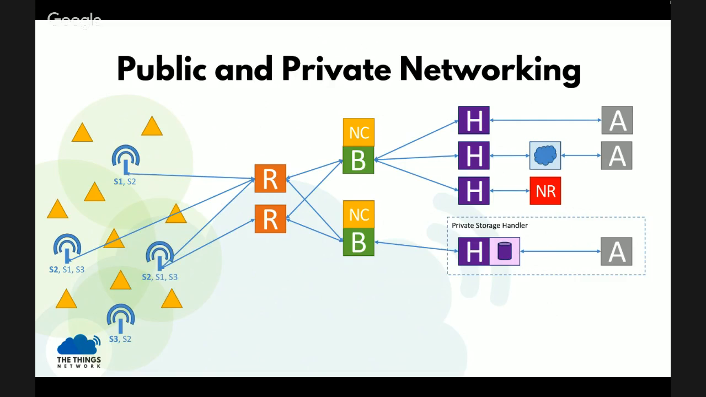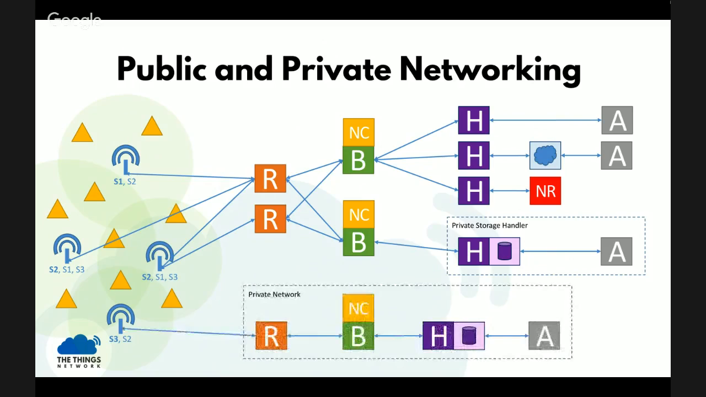Another way to use the Things Network is setting up a private network, and the private network would be installing all the Things Network components on premise. So you can set up your own gateway, send the data to your router, and the router will communicate with the broker and the handler and the storage handler and your application, which will all run in your own data center. So this is a true closed private network solution with the same open source components as we provide in the cloud.